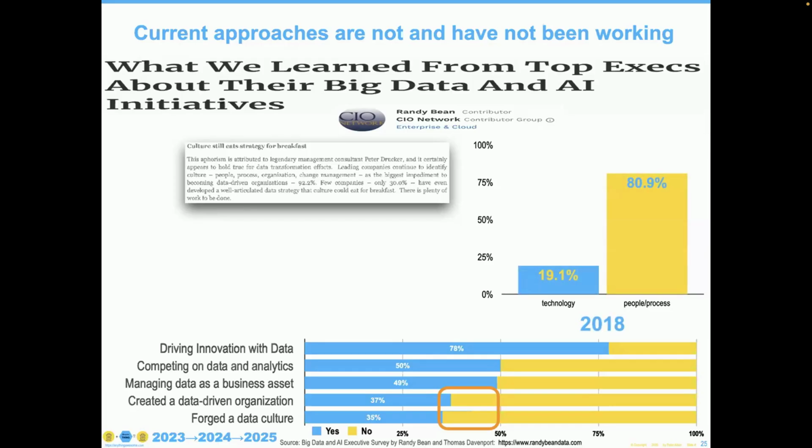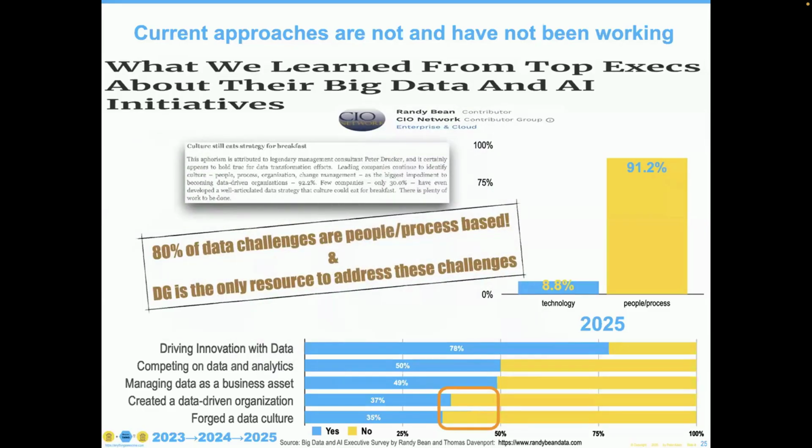And in 2018, you can see the answer was 80-20. In 2019, it was fairly similar. 2020, 2021, 2022. Are you getting the picture? Again, very clear that the problems with data are not technology problems largely, they are people and process problems. And if you ask the question, what group is best poised to be of assistance to people and process oriented data challenges, the answer has to be data governance.